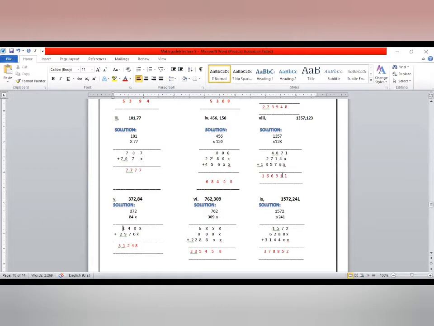7 plus 4, 11. 1 is carried. 1 plus 0 is 1. 1 plus 1, 2. And plus 7, 9. This will come 9. Here 11. 4 plus 7, 11. Plus 5, 16. 6 here. 1 is carried. 1 plus 2, 3. 3 plus 3, 6. And 1 is 6. So the answer here is 1,66,911.